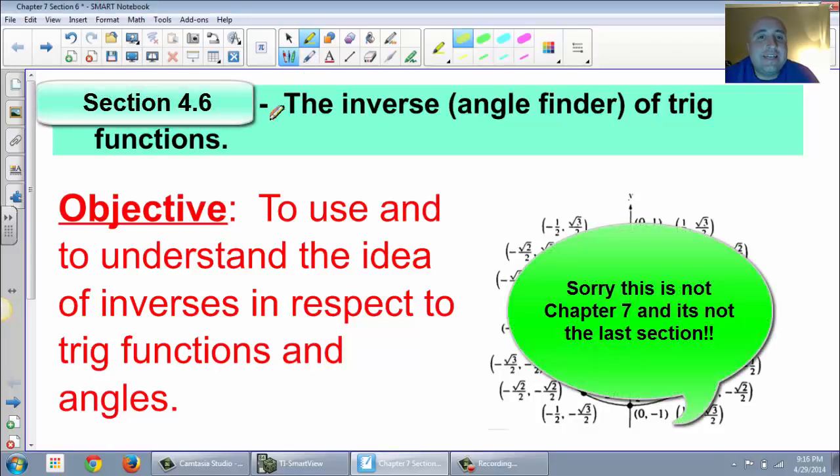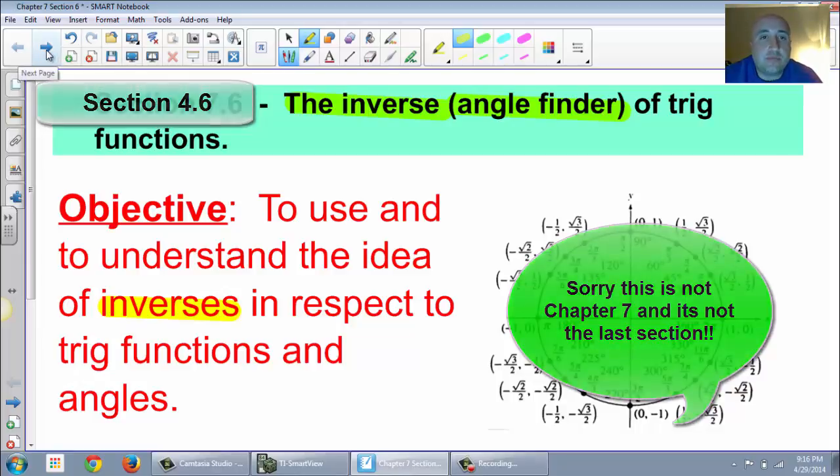All right, welcome to what I believe is the last section in Chapter 7. We're going to start talking about this idea of inverses. And the main thing you need to remember about inverses is that they are angle finders. They help us find our angles. The objective is to use and to understand the idea of inverses in respect to trig functions and angles. That will make more sense when we do some examples.